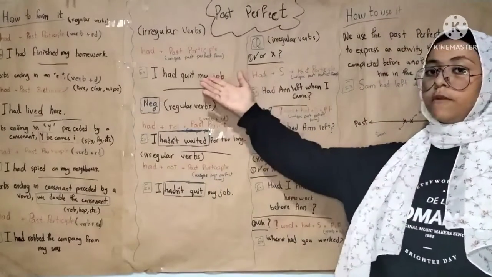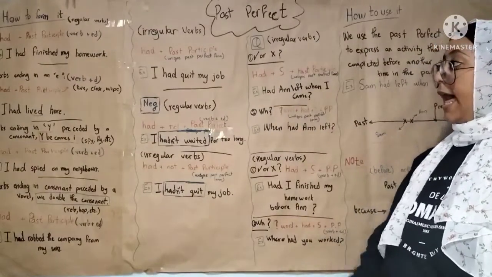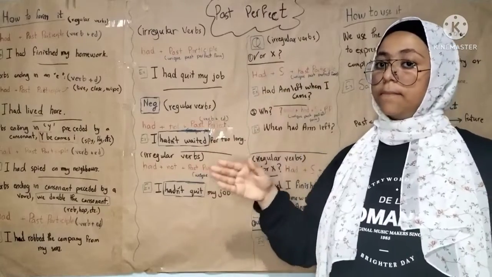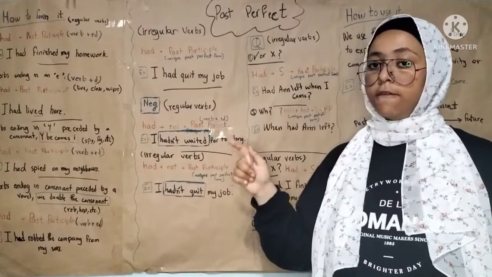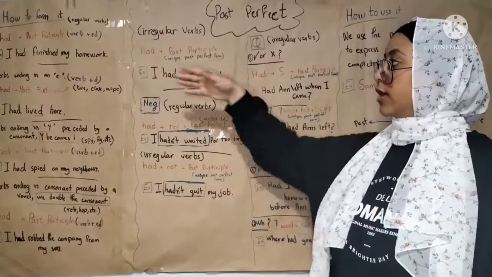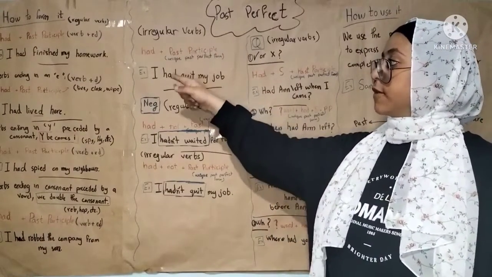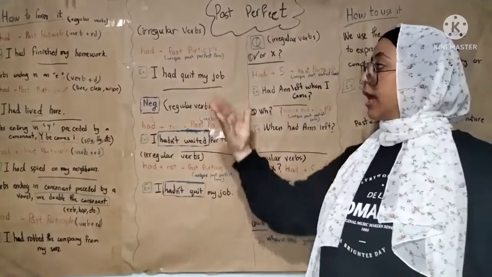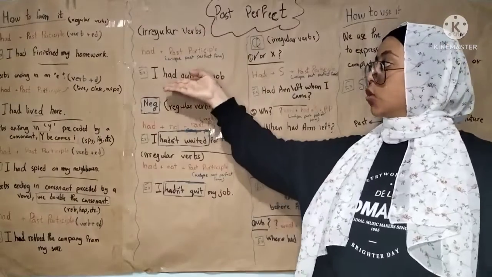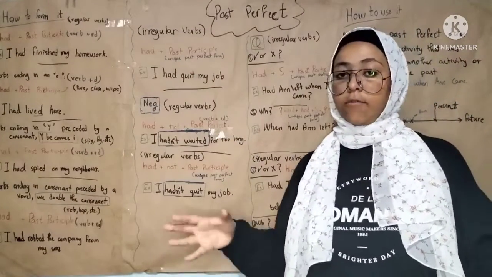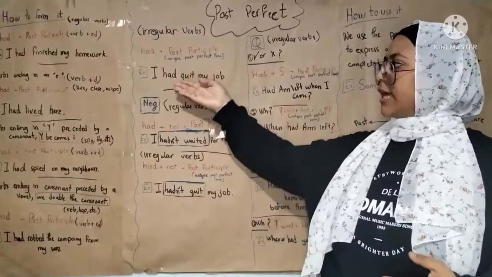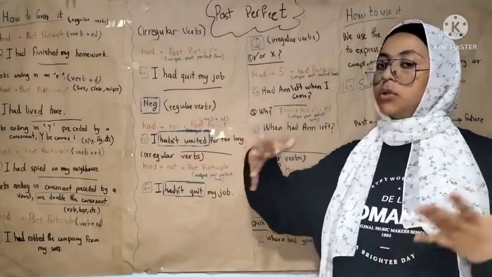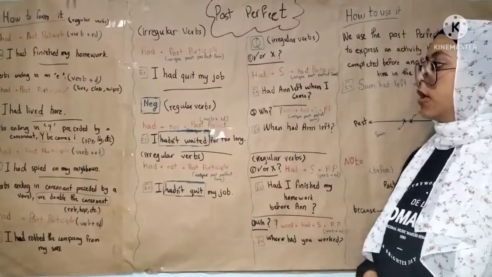Okay, so let's move on to the irregular verbs. Had plus past participle, and be careful, we don't add verb plus ed in irregular verbs, because irregular verbs have a unique past perfect form. For example, I had quit my job. So quit here means that I left my job. But we cannot put ed because quit has a unique past perfect form.